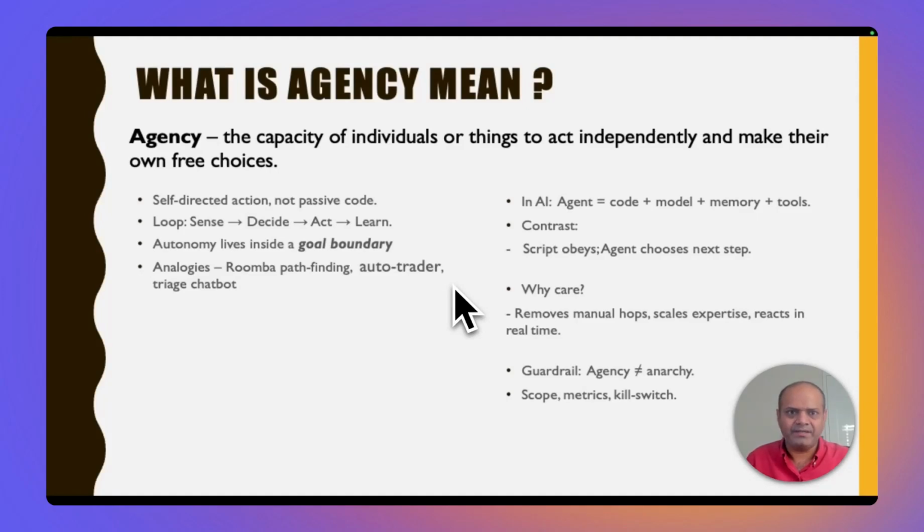Without guardrails, it's anarchy. So you need to make sure that your agentic system has guardrails in terms of scope, metrics, and a kill switch or human oversight. That's one of the important aspects.